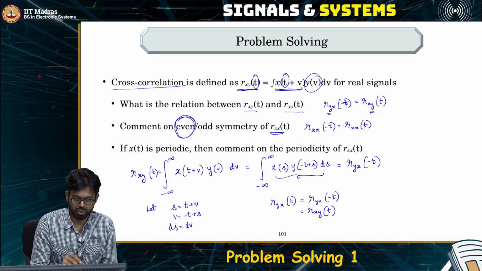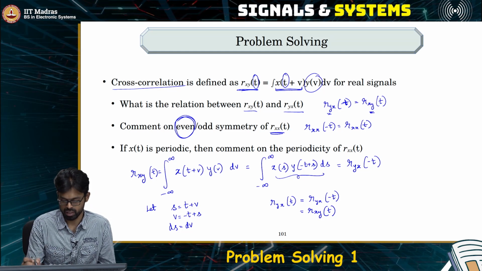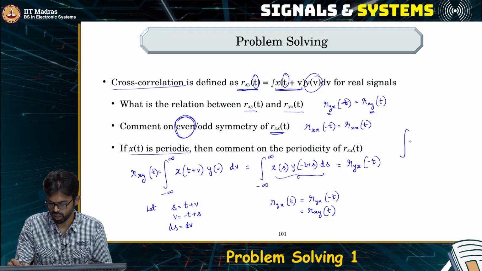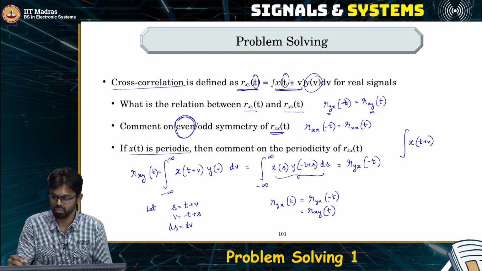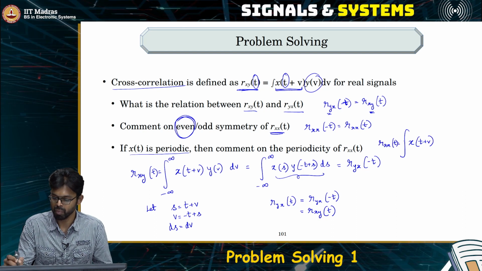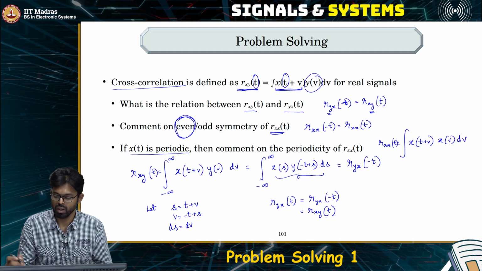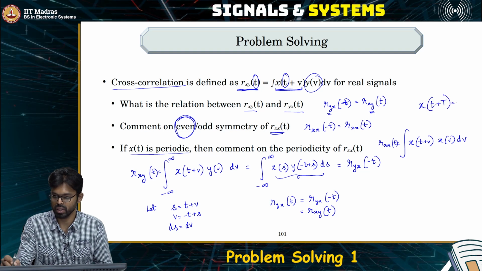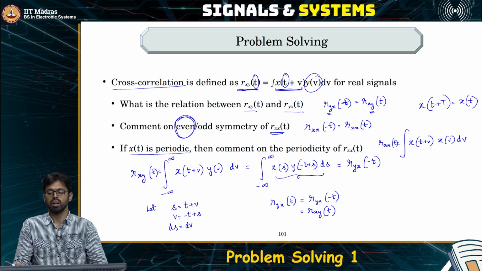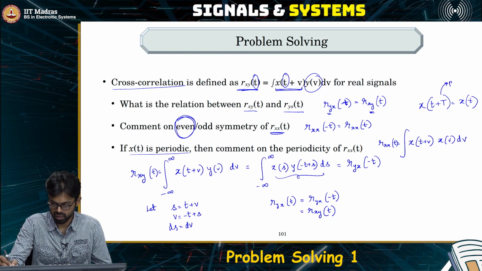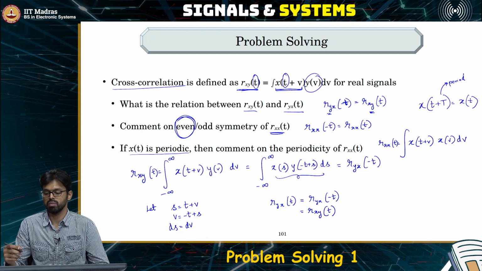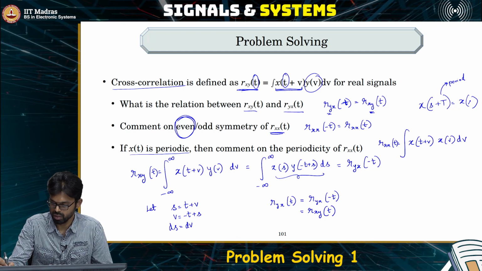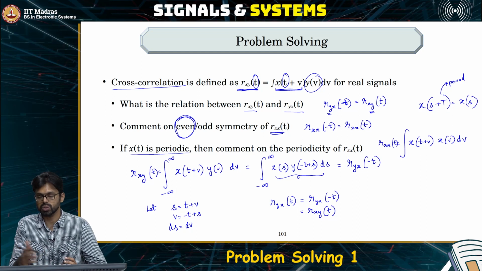Okay. Now, the third question is, what about the periodicity of the autocorrelation if x of t itself is periodic? So, what is the autocorrelation? Autocorrelation is the integral of x of t plus v times x of v dv. Now, let us assume that x is periodic, which means x of t plus some v is equal to x of t. Now, if x is periodic with period capital T, then we should be able to add anything here, right. So, any value here, and when you add the period to it, it should still remain the same.